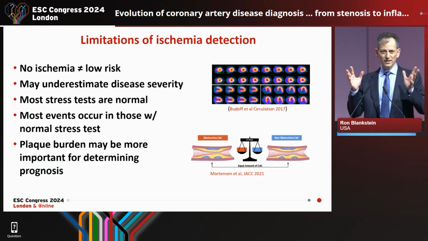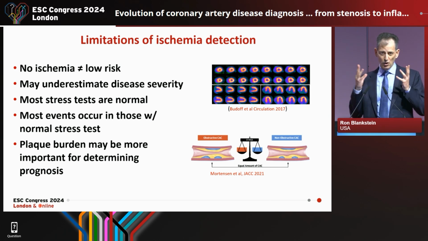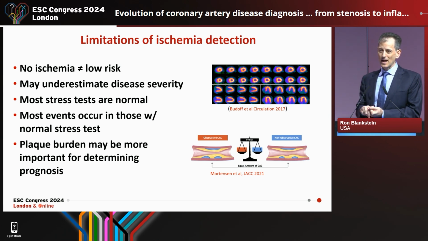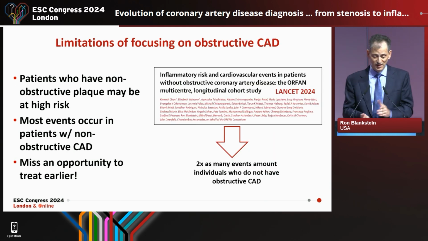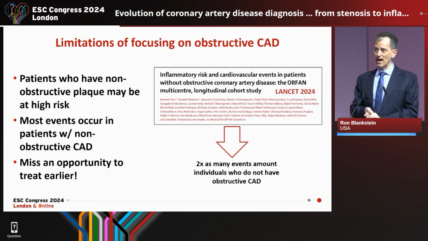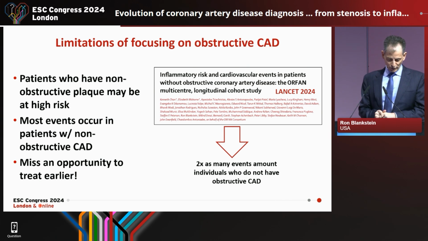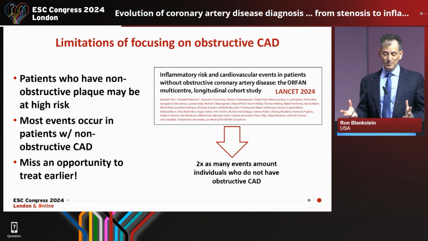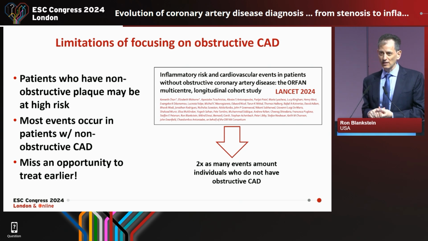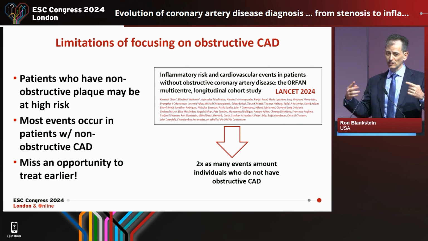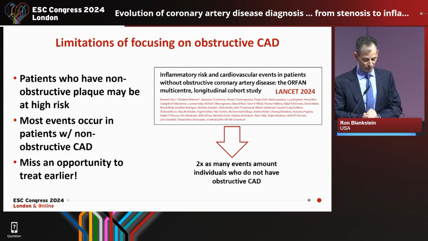What about trying to detect obstructive disease? And I think in cardiology, we've generally had a kind of an obsession on diagnosing stenosis, whether on invasive angiography or CT. And there are important limitations to that. First, there are patients who have non-obstructive plaque, especially if it's extensive, who may be at higher risk. And if we rely on obstructive disease to tell us who are high-risk patients, we're going to miss the boat.